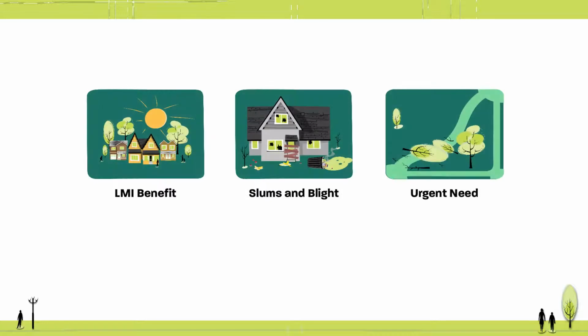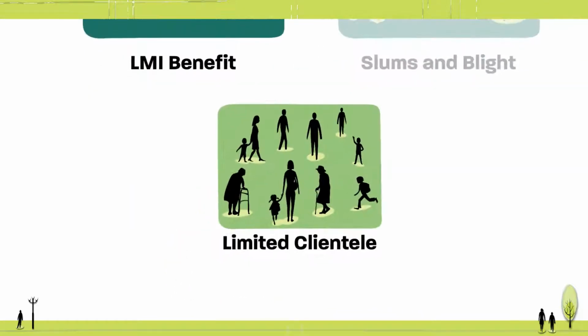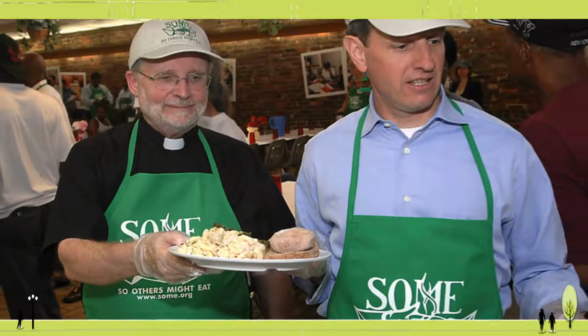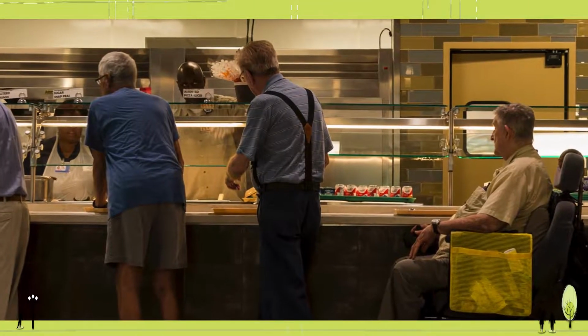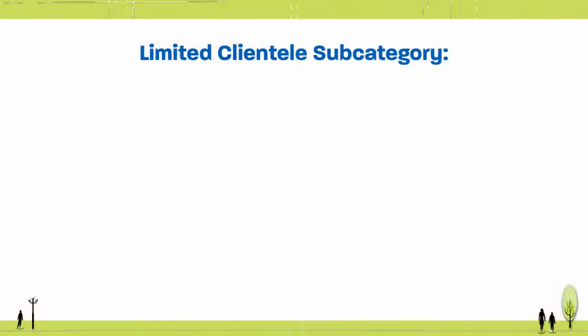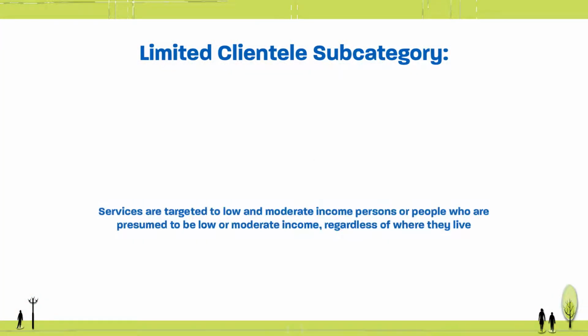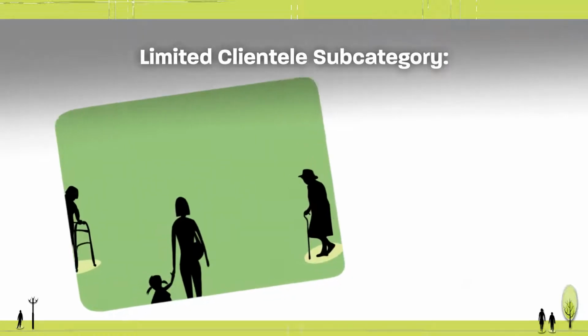The other way to meet the national objective criteria of benefit to low and moderate income persons is through the limited clientele or presumed benefit subcategory. In these cases, the activities assist people who have demonstrated that they meet the low or moderate income threshold, or are presumed by HUD to have low or moderate incomes. Under limited clientele, services are targeted to low and moderate income persons or people who are presumed to be low or moderate income, regardless of where they live. Let's talk about qualifying activities and beneficiaries under limited clientele.